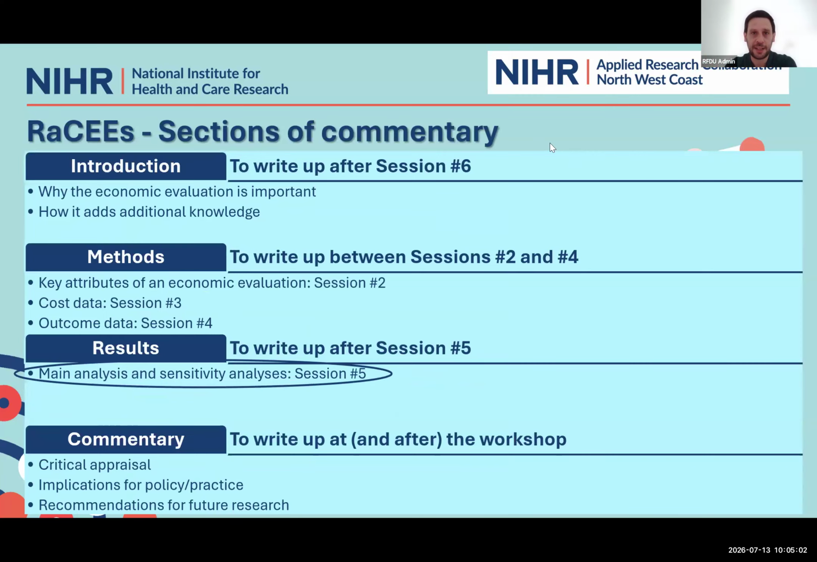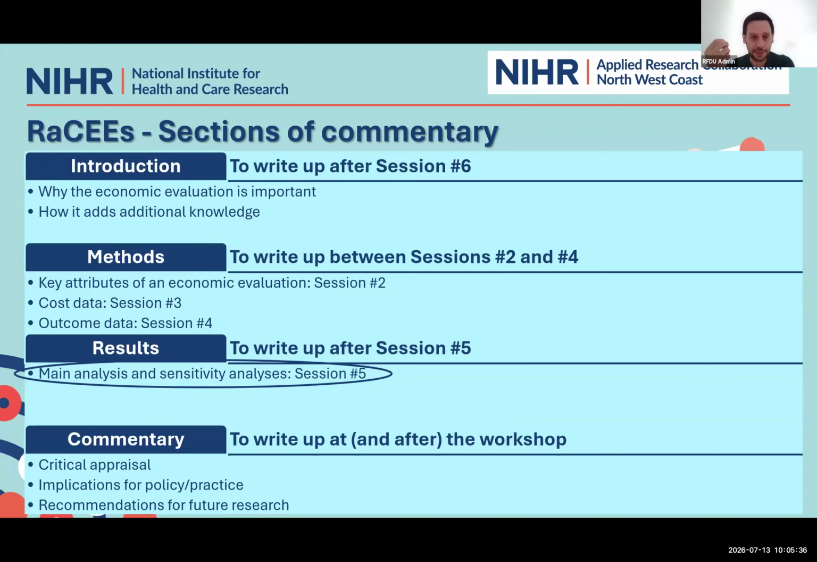In terms of where we are in relation to the writing up of the manuscript, we have now exhausted the method section. Thanks to your homework, we now have all the information we need to write up the method section. In particular, the attributes of an economic evaluation, which we covered in session 2, the cost data, which we covered in session 3, and the outcome data, which we covered in session 4. Now we're going to concentrate on the result side.